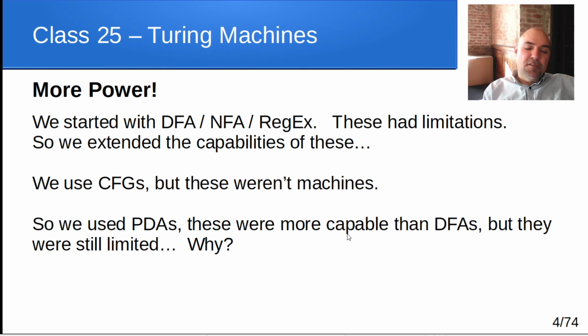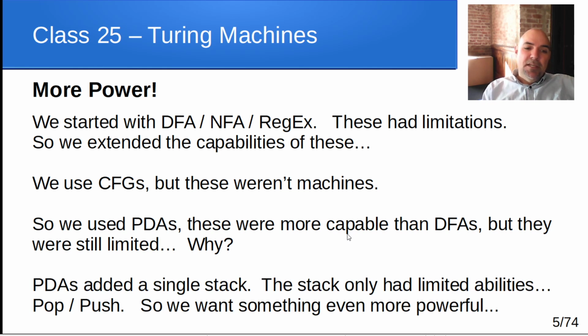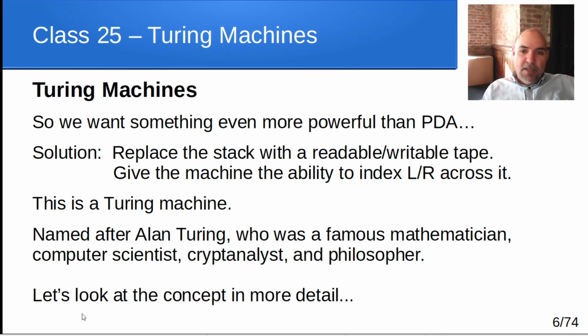And one of the reasons that those push-down automata were still limited is they had this single stack of memory, and that stack had these limited abilities. We could only pop things off the top or push things on the top. And so what we're going to do with a Turing machine today is make something more powerful. We're going to eliminate this single stack with its limited push and pop capabilities. We're going to get something that's more capable than that. So today we're going to look at Turing machines.